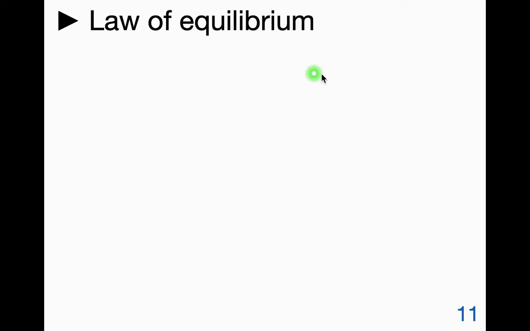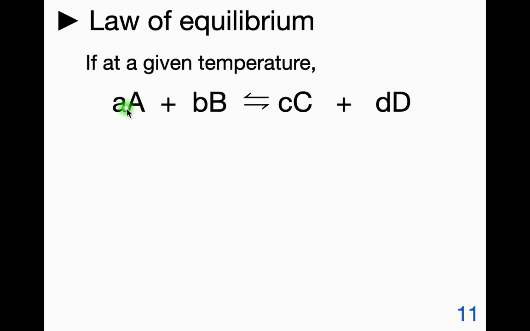The law of equilibrium. Now what we're going to do is use this as a generic equation, where the lowercase letters are the coefficients of your balanced equation, and the uppercase are the substances, whatever they might be. Now, for equilibrium, you're also often going to be given information regarding temperature. So in this case, if at a given temperature.